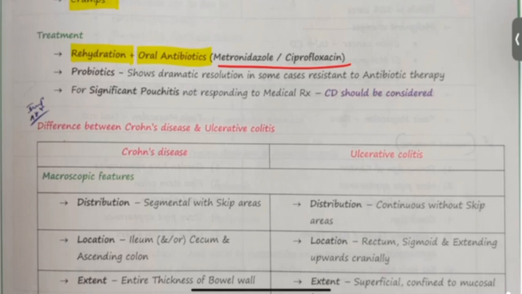And also we are giving antibiotics. For that reason we will have to improve the gut flora. For that reason we will give probiotics. Significant pouchitis which is not responding to this treatment, then we will have to go for Crohn's disease, and Crohn's disease should be considered and we have to evaluate it.